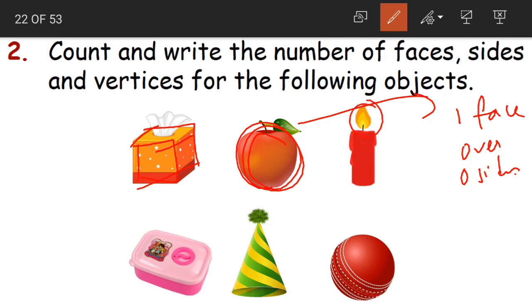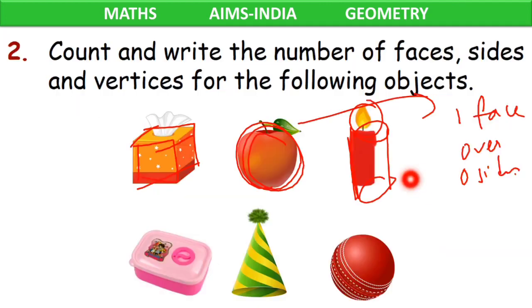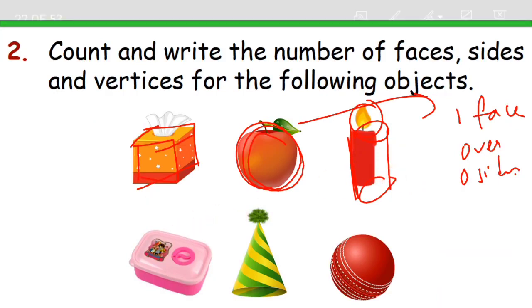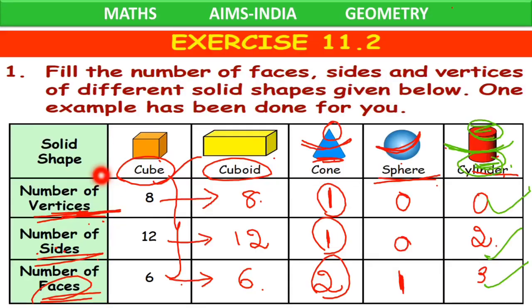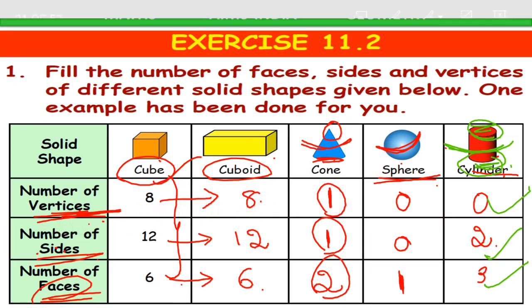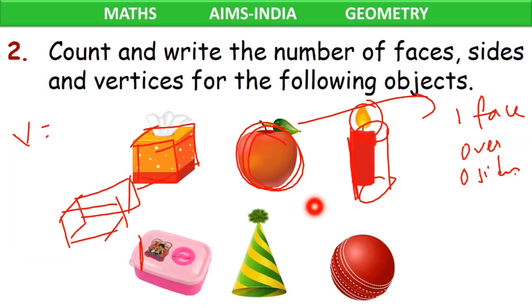Now coming to the third one, it is a candle. Candle is in the shape of a cylinder. So for cylinder, what do we have? We have 0 vertices, 2 sides and 3 faces. Next we have a lunch box. Lunch box is in the shape of a cuboid. So what does cuboid have? Number of vertices is equal to 8. Number of sides is equal to 12. And number of faces is equal to 6.